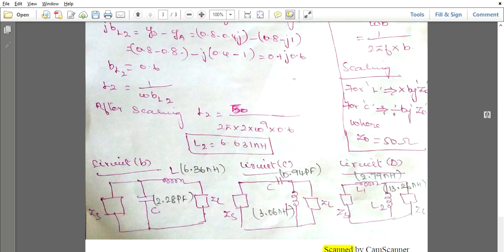This is the detailed procedure for how to design the two element or L section matching network for matching the source impedance and the load impedance.